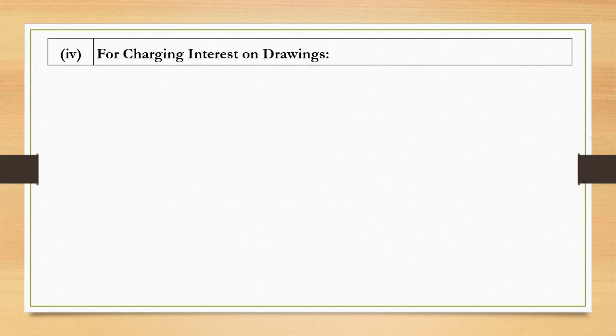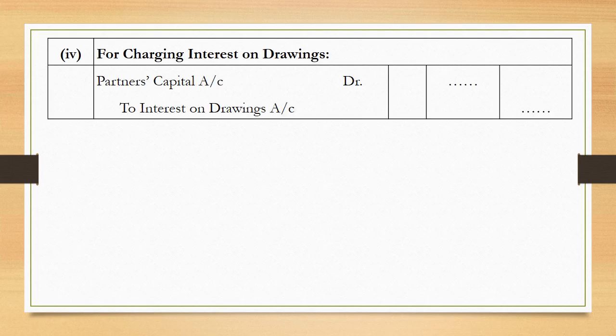Next, for charging interest on drawings. When we charge interest on drawings from partners, it is an income, and being an income, we need to credit it. So let us see the entry for charging interest on drawings. Partners' capital account debited to interest on drawings account.